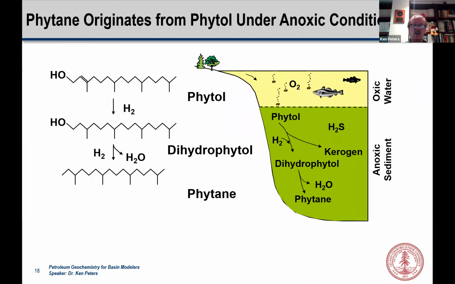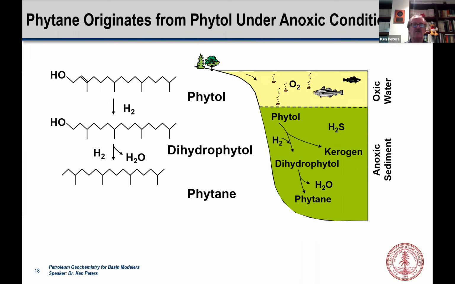Here's an anoxic example. The water column is oxic, but once the organic matter gets down into the water column that's still anoxic, and the sediments that are anoxic, there's not enough oxygen around. That hydroxyl group is basically broken off during diagenesis, and you preserve that terminal carbon. So you go from C20 to C20, and that's phytane.